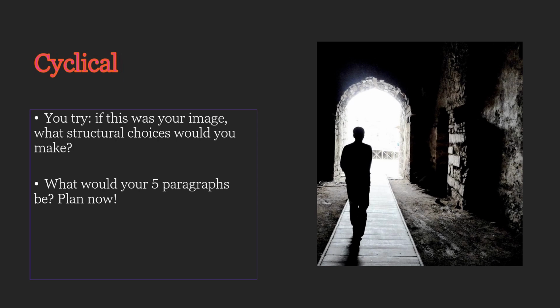Think about this image. Imagine this was your exam picture. If you were to employ the cyclical structure, what 5 paragraphs would you plan? What would you focus on to begin with? What other sort of 3 or 4 things would you describe? And then finally, what would you go back to and how would you change it, make it really impactful?